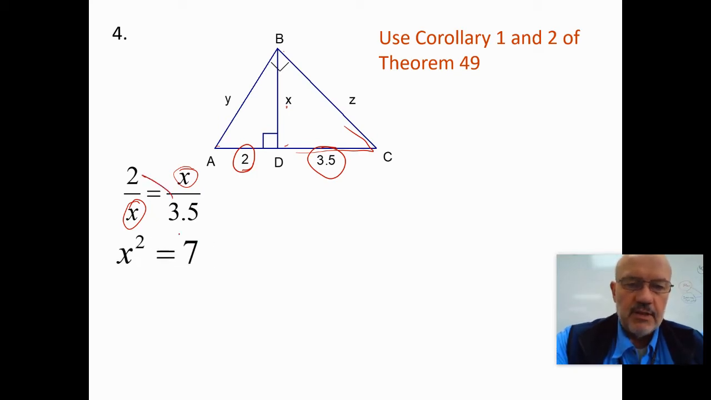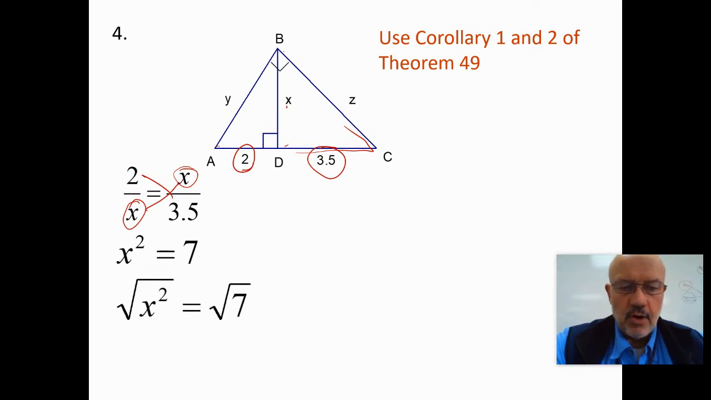2 times 3.5 is 7. x times x is x squared. And to undo squaring, we square root. And so that's 2.6. All right, so we found x. And we're finding these in alphabetical order. So now we find y.